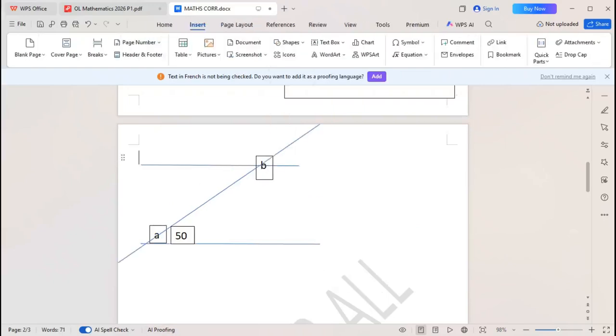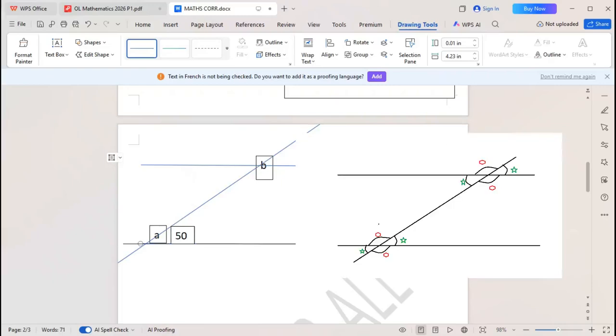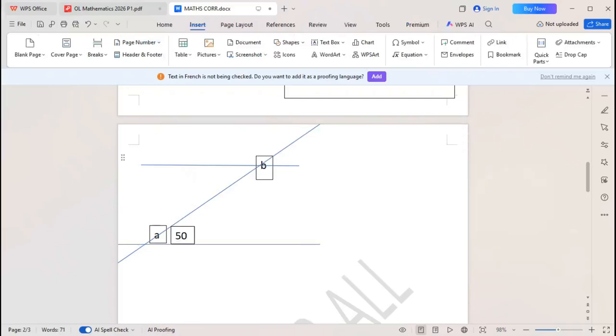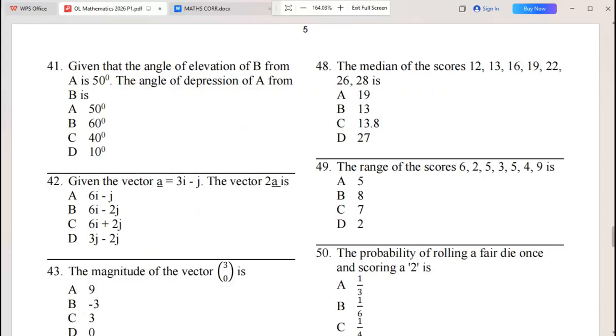Now if you do it like this, you know in maths where they taught us that this angle is the same as this angle, which is the same as this angle, and all that, we find out that 50 degrees which is here is the same as the 50 degrees which is here. So the angle of elevation from point A to B is the same as the angle of depression from B to A. So for angle of depression, we have 50 degrees, which is A for question 41.